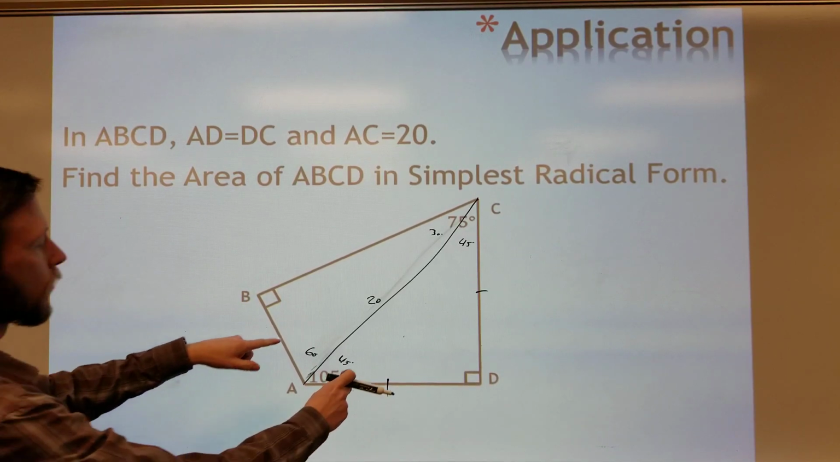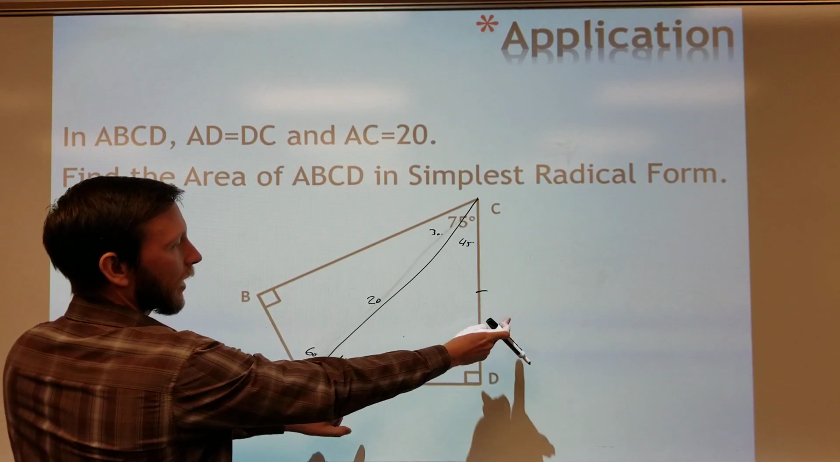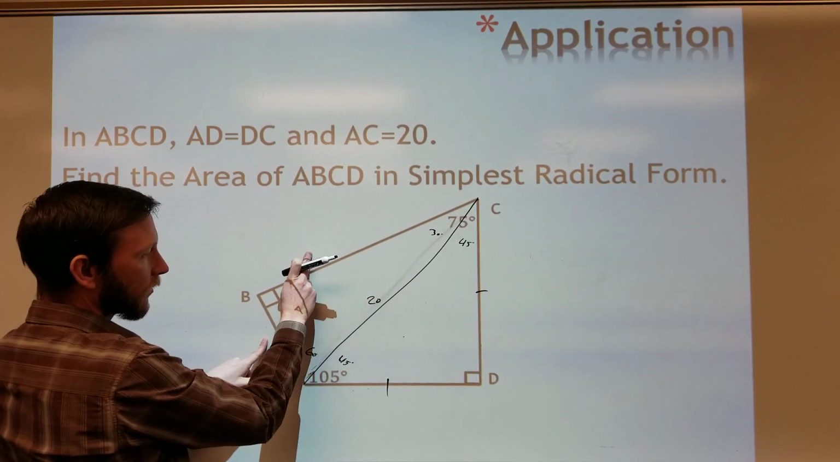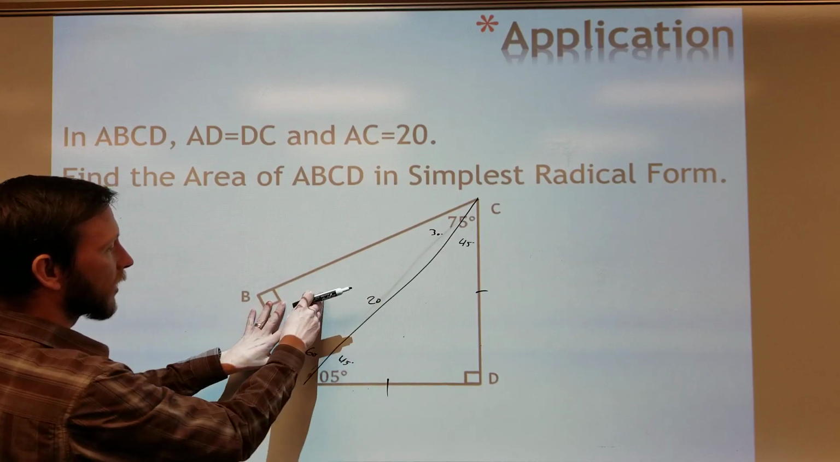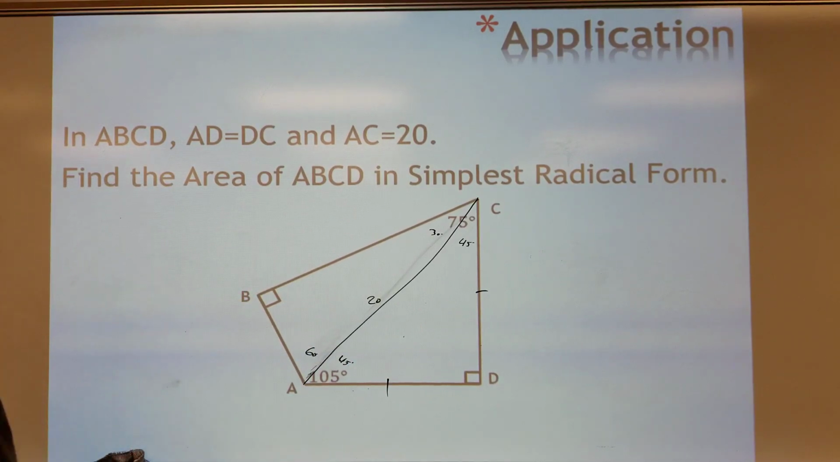Essentially what I need to do is I need to find the lengths of these sides. I need to find the lengths of these sides. When I have these side lengths, I can find this triangle's area. When I find these side lengths, I can find that triangle's area. Then I can add the areas together.